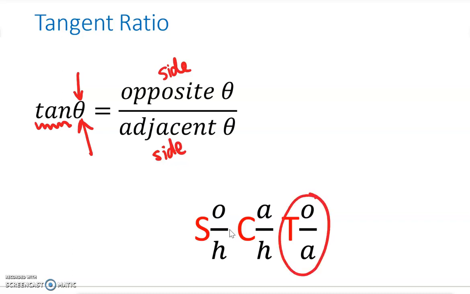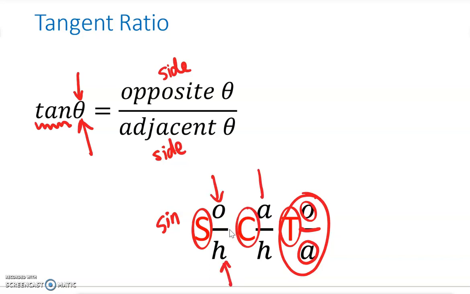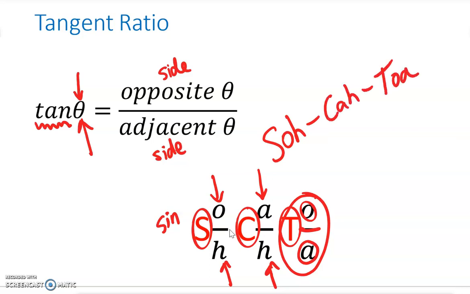So you can see that's represented in our acronym. T is for tangent, opposite divided by adjacent. S is for sine, which we'll go over more extensively later, and that's equal to opposite divided by hypotenuse. C is cosine, and that is equal to adjacent divided by hypotenuse. So that's where the acronym SOHCAHTOA comes from. It's to help you remember the different trig ratios that you need to memorize: sine, cosine, and tangent, and what they are.